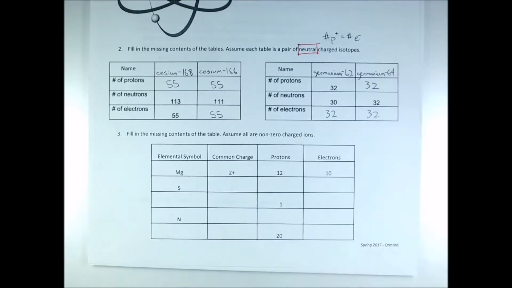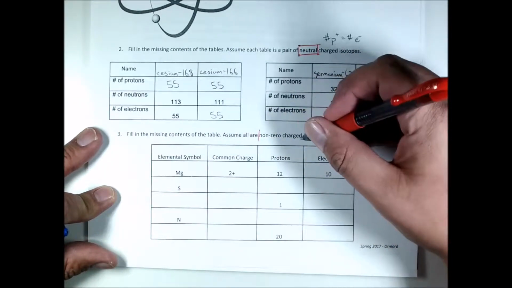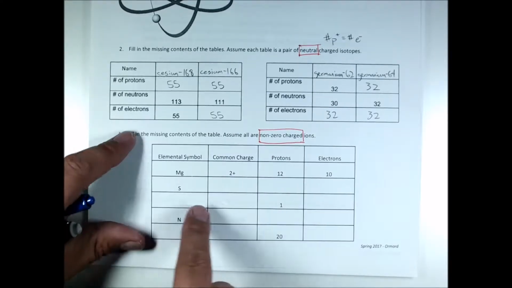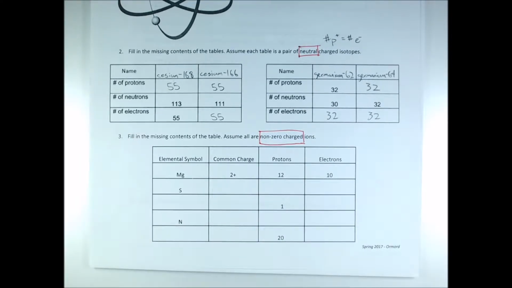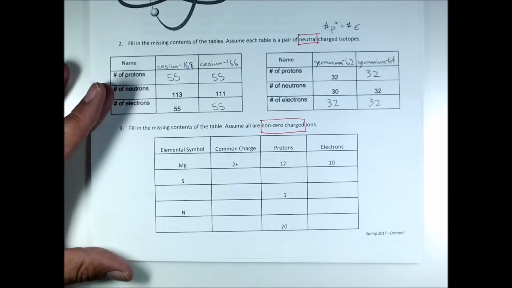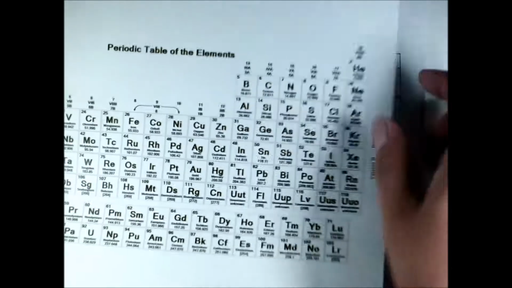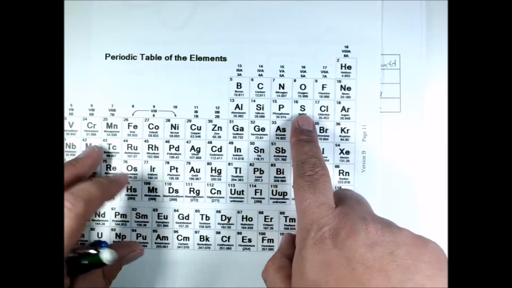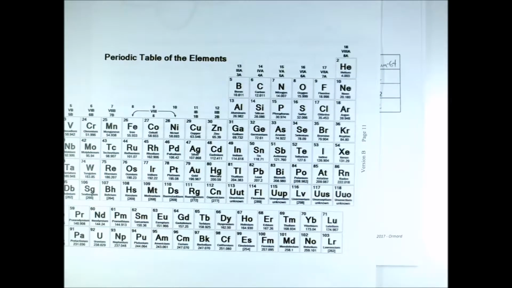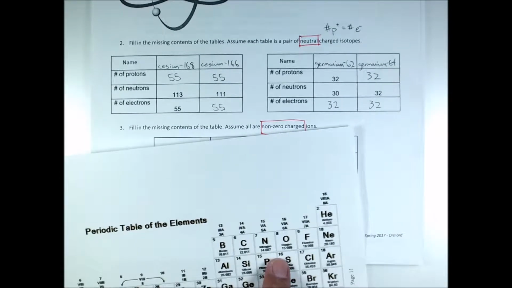All right, the next one here, the key word for this one is that they are non-zero charges. So here I'm basically looking for common charges, and we can use information here to figure things out. All right, and then I went ahead and wrote in the first ones for you so you see what I want. All right, sulfur, so then you take a look at where it's at on the table. Sulfur is a nonmetal, and it's 2 over from the noble gases. So that gives it a common charge of -2. Once again, sulfur here is element number 16.